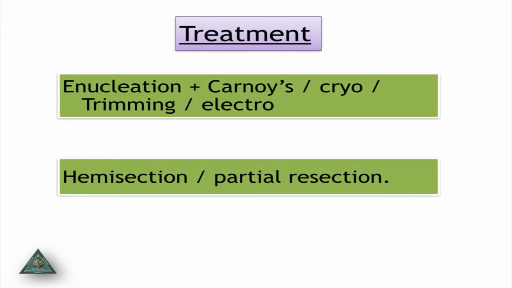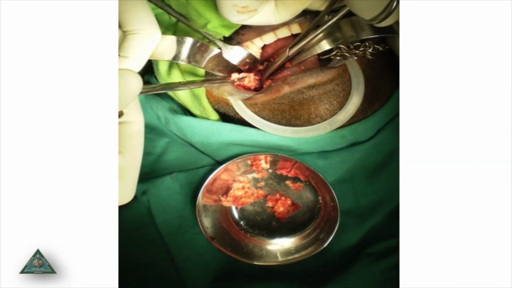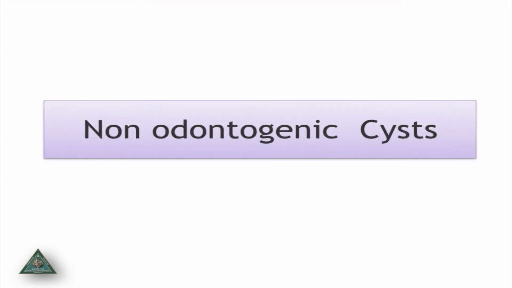Coming to the treatment of OKC, we go with enucleation. Additionally, we apply Carnoy's solution or cryoelectrode. Trimming of the bone has to be done to avoid recurrence, because by doing these things we eliminate any remnant lining as well as destroy the daughter or satellite cysts. In recurrent cases, we go with hemisection or partial resection of the bone. Marsupialization is contraindicated. This picture shows enucleation of the lining with removal of the keratin content of the cyst.